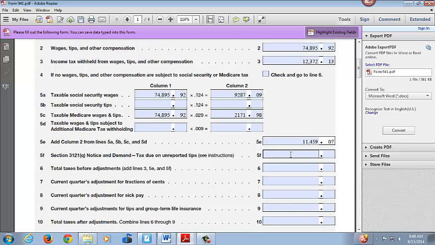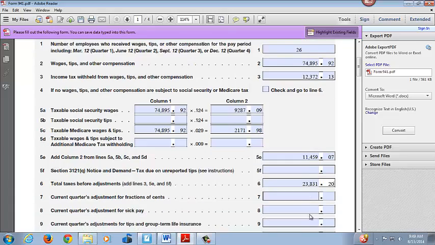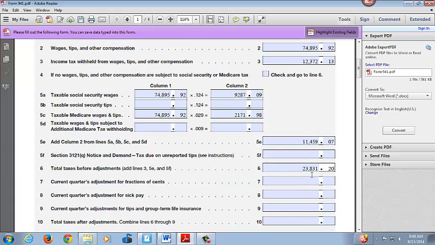All right, you're not going to have to worry about line 5F, but let's figure out line 6. This is where we add up our federal income tax from line 3 plus our FICA taxes from line 5E. So line 6 here would be $23,831.20.